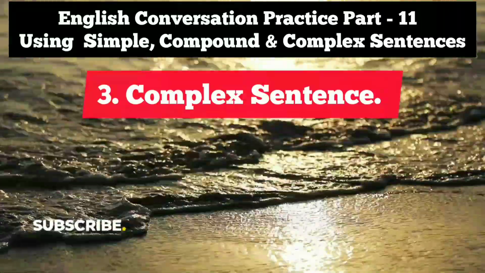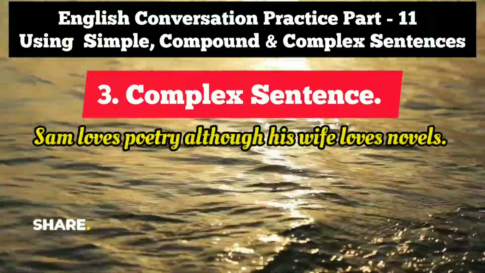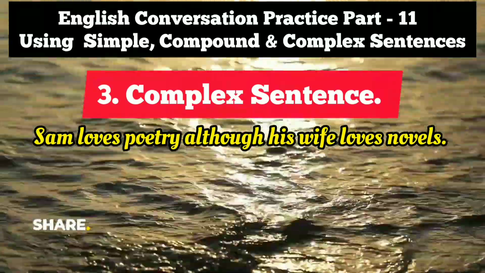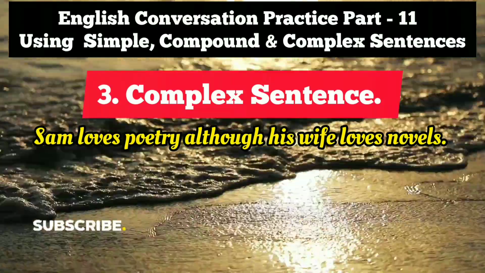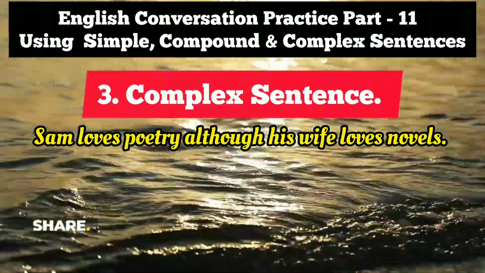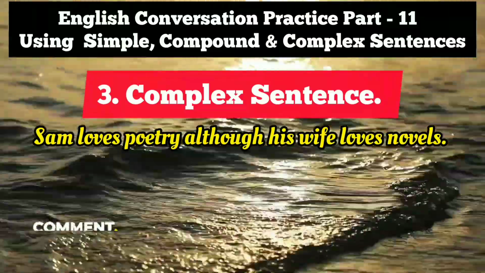Please go through the examples. The first one is Sam loves poetry, although his wife loves novels, right? So here I'm using although. I'm quite sure it's clear. Sam loves poetry. This is an independent clause, and I'm joining with although, and the next part is his wife loves novels, right? So that is the dependent clause.